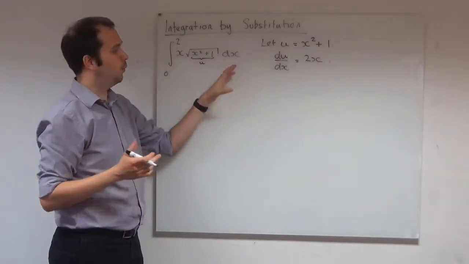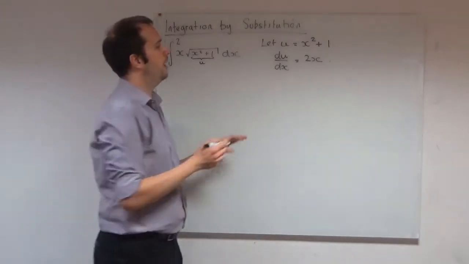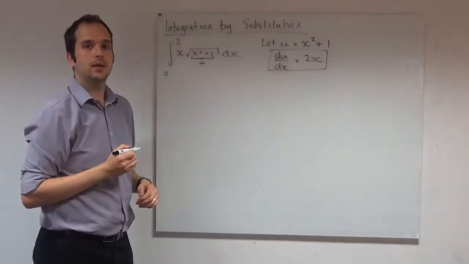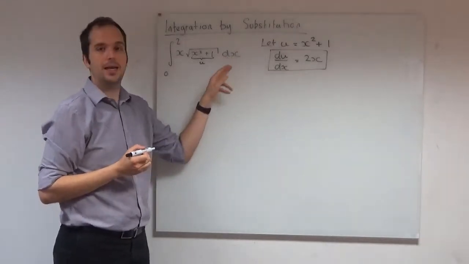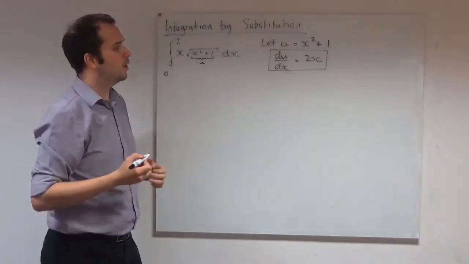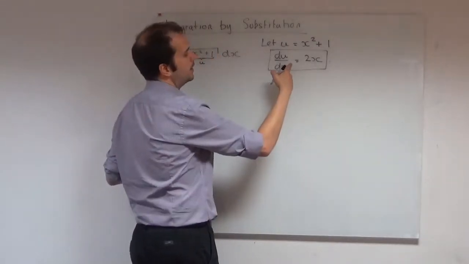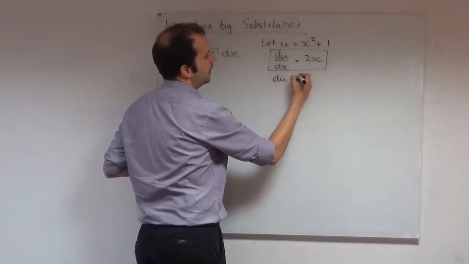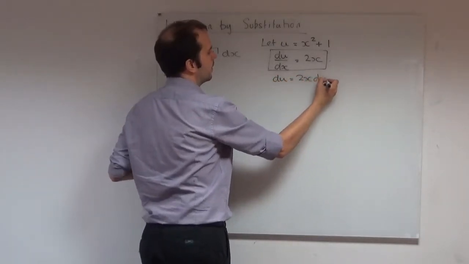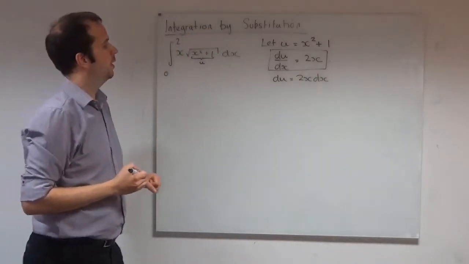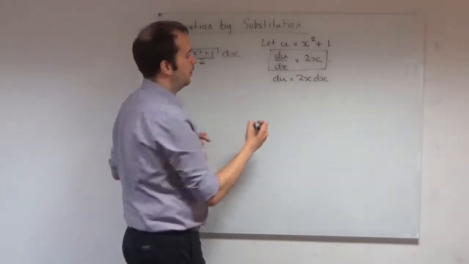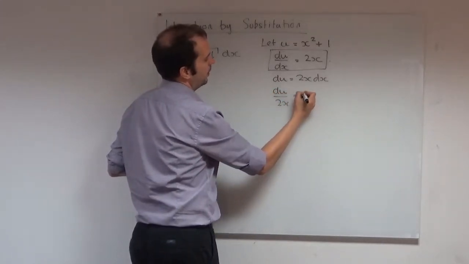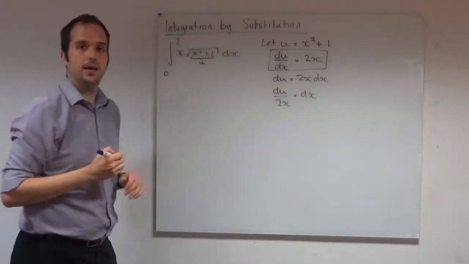So the way to do that, or the way I'm going to do it anyway, is to rearrange this derivative for dx. So then I can replace that dx with what I find. So let's rearrange for dx. Well, I'm going to take the dx up to the right, so I'll get that du is equal to 2x dx. And therefore, if I divide both sides by 2x, I've found my value of dx.